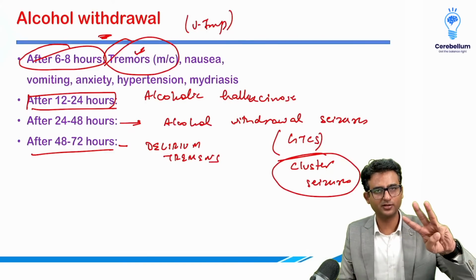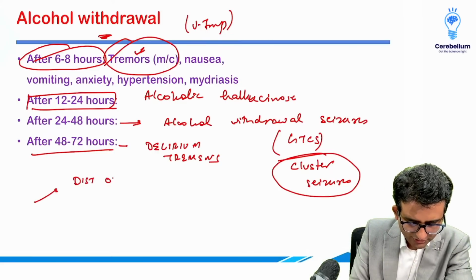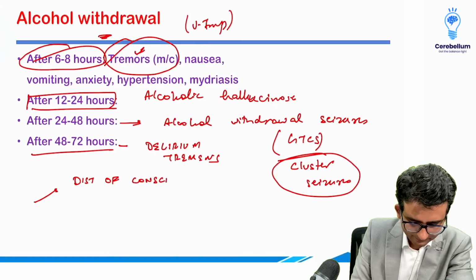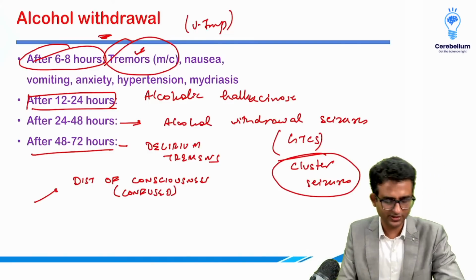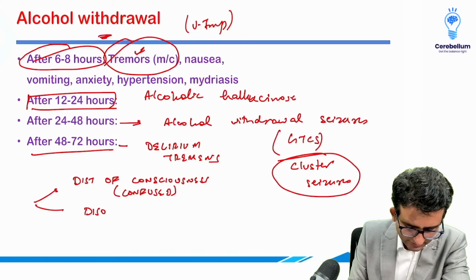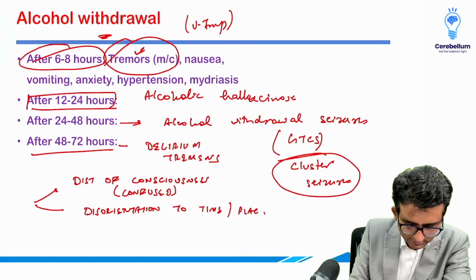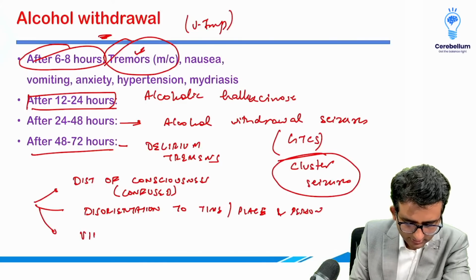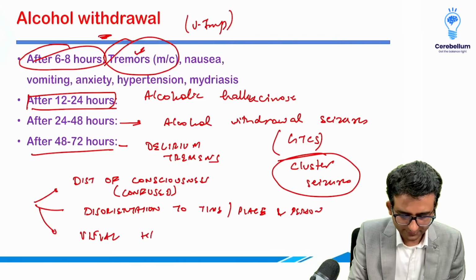Remember 3 symptoms if you want to diagnose delirium tremens. What are the 3 symptoms? Disturbance of consciousness. The patient may appear confused, agitated. What does it mean? Disturbance of consciousness. Disorientation to time, place, and person. And the third one, any kind of hallucinations may happen, but usually visual hallucinations.